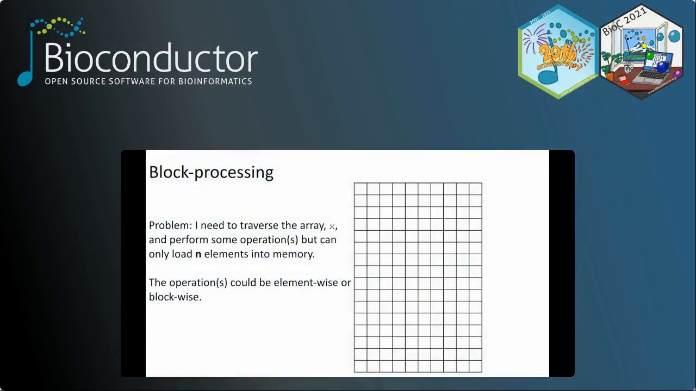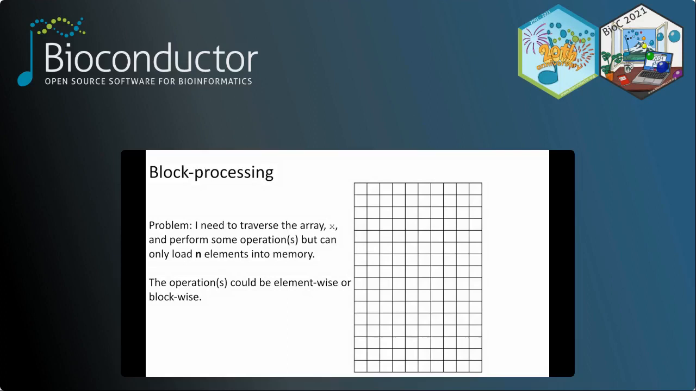We now turn to another fundamental concept of the delayed array framework, block processing. Block processing addresses the problem of if you have a large array and want to perform some operations on it, but can only load a subset of the data into memory. These operations could be element-wise or block-wise.